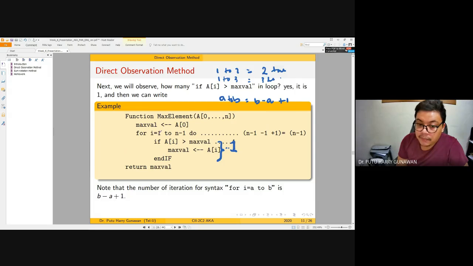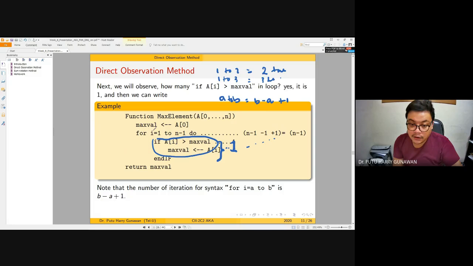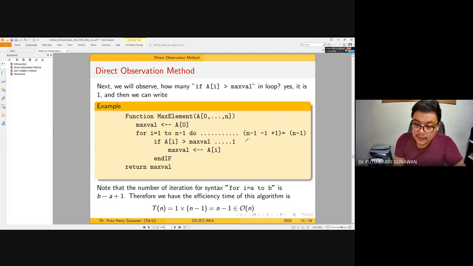Generally, from i equals 1 to n minus 1, this is n minus 1 plus 1, which should be n minus 1. Since this is a different level and the basic operation is inside the for loop, we can define T(n): the time is 1 times n minus 1. So T(n) is n minus 1. This is the direct observation.